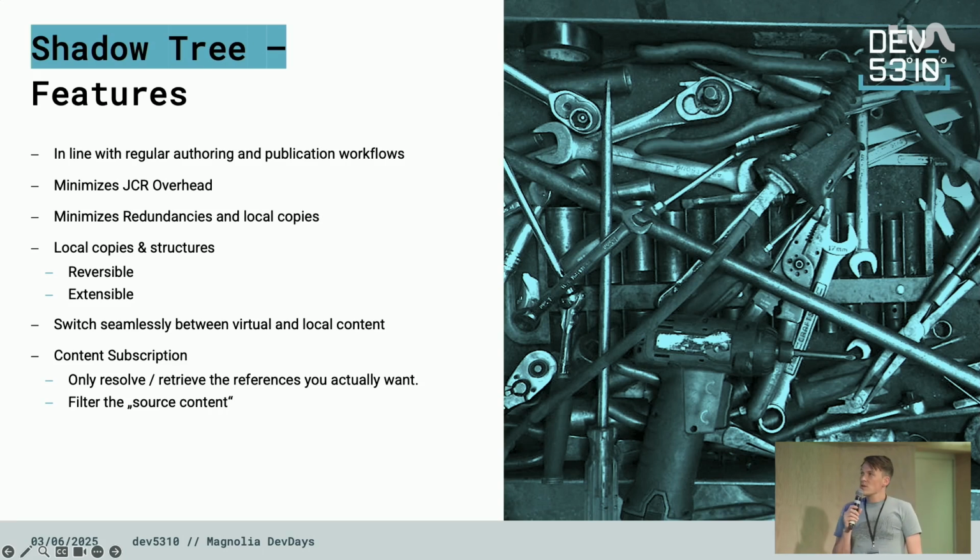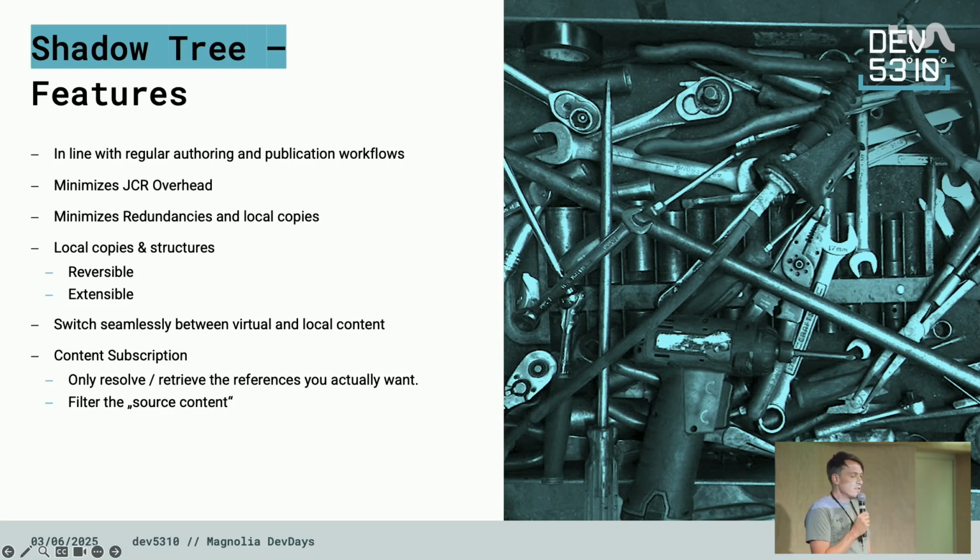All local copies and structures are both reversible and extensible, so we can, of course, start creating subpages. We can add more content to detached nodes, but we can always get rid of these local copies right away. Just by deleting them, the original from the source tree will fall into place, because at that moment the entire tree will get resolved, taking the source tree into account again. And of course that way, because it's super easy to delete these pages, you can switch seamlessly between virtual and local content.